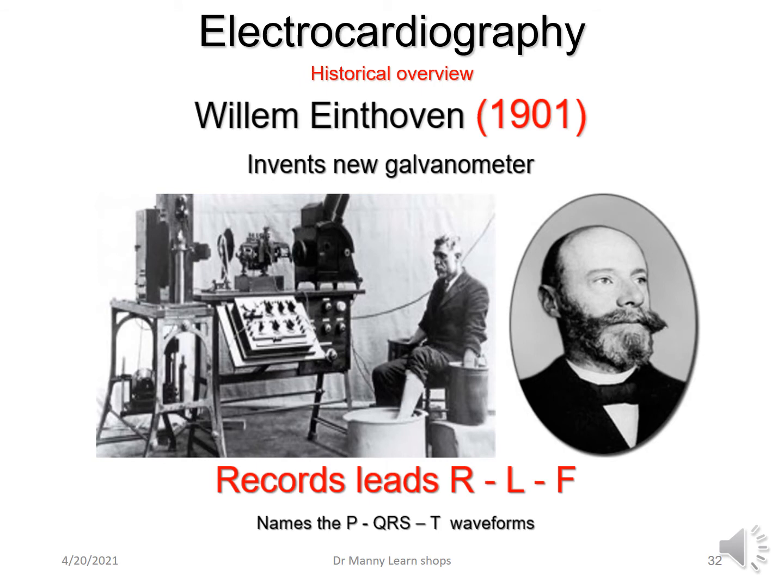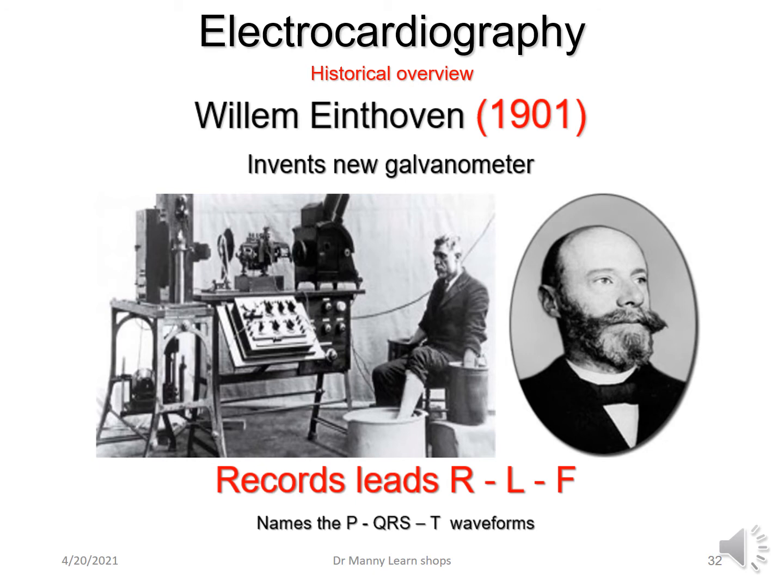This is always interesting, and I've only given you a little bit here. This is about the history of electrocardiography, which I think is important for you to be aware of. And this is a historical overview. In 1901, Willem Einthoven invented the ECG, which was really a galvanometer. A galvanometer is a device that measures small electrical currents.